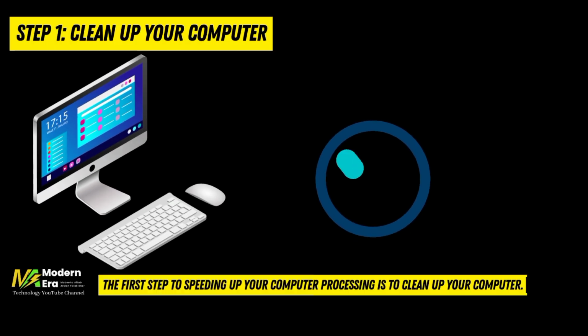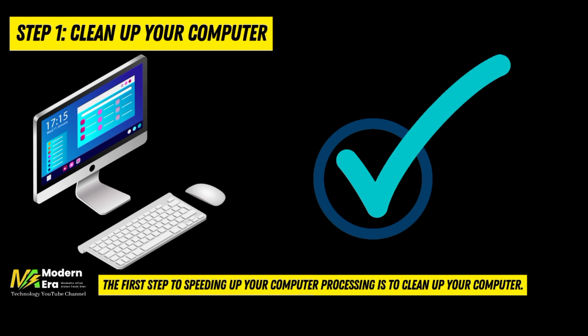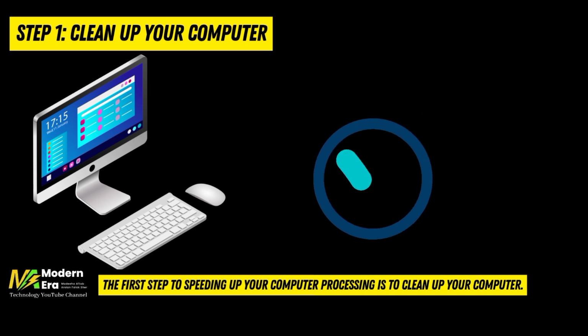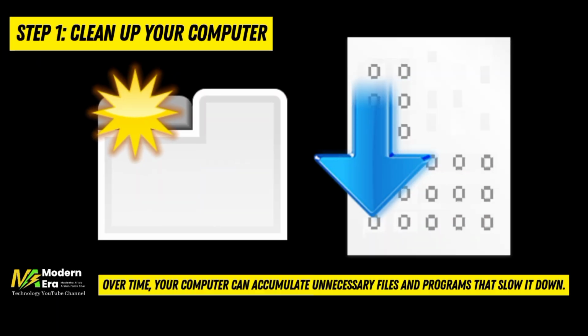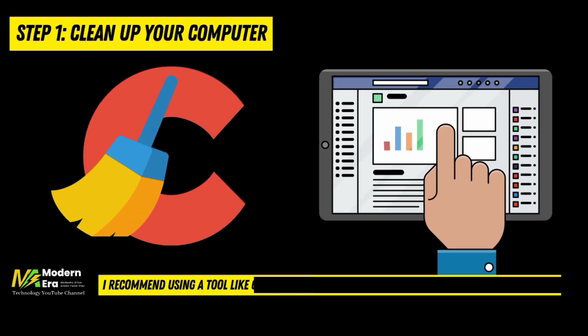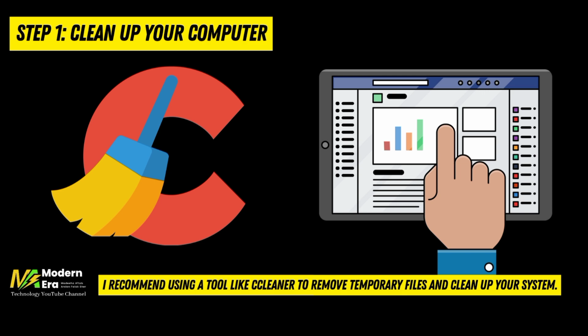Clean up your computer. The first step to speeding up your computer processing is to clean up your computer. Over time, your computer can accumulate unnecessary files and programs that slow it down. I recommend using a tool like CCleaner to remove temporary files and clean up your system.